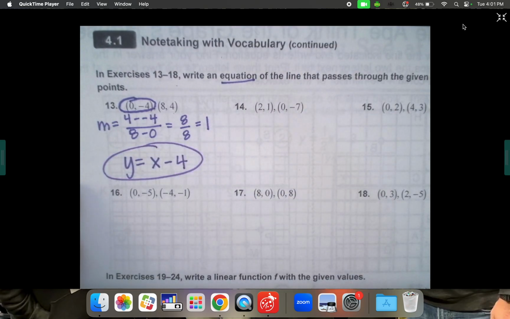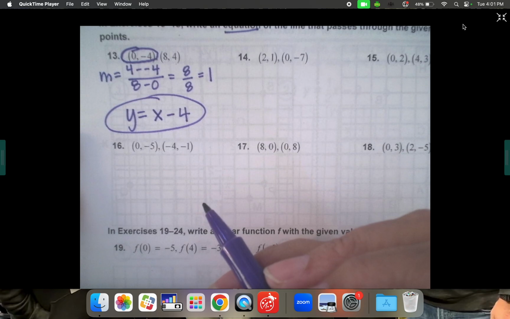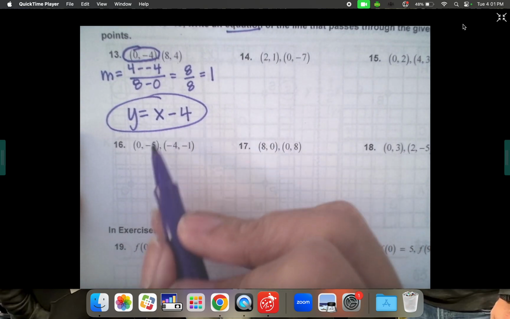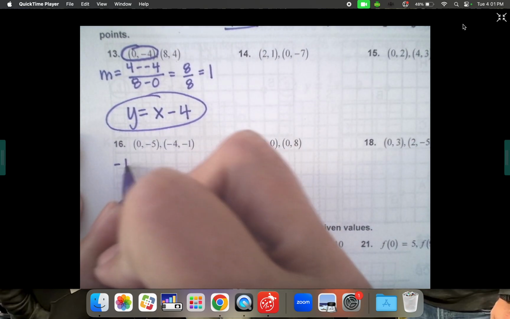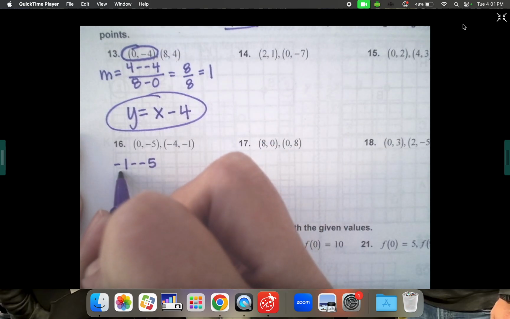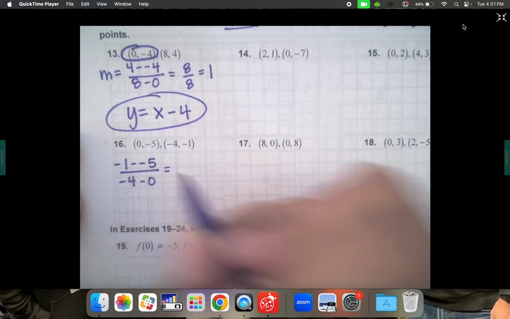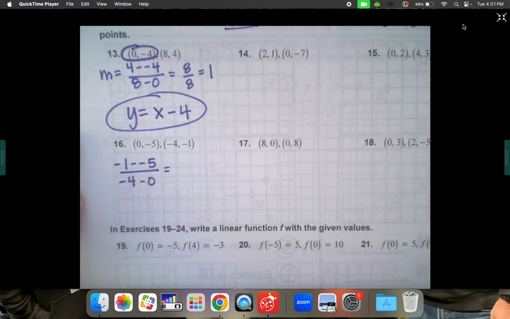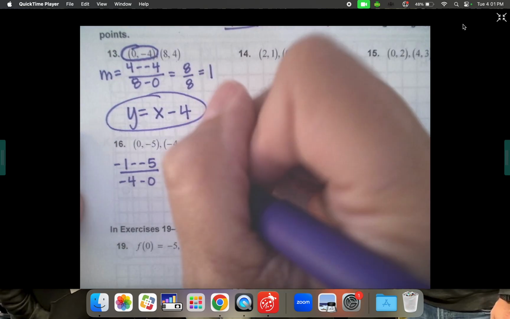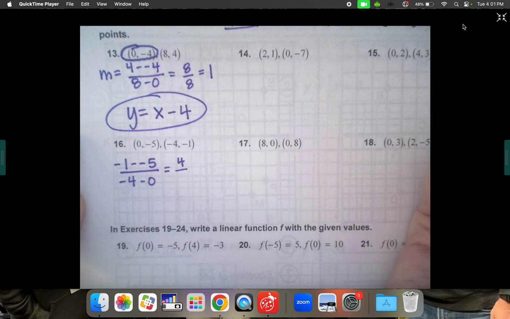Okay, and then I'm on a roll just doing one above and one below, so I'll go down to 16. -1 minus -5 over -4 minus 0. -1 minus -5, is that 4? I think that's 4. Don't make fun of me if I'm getting these wrong.